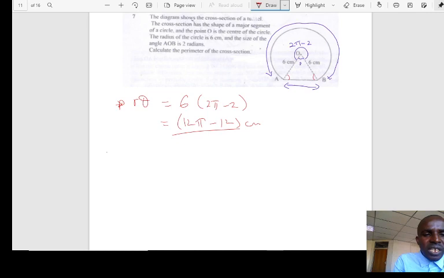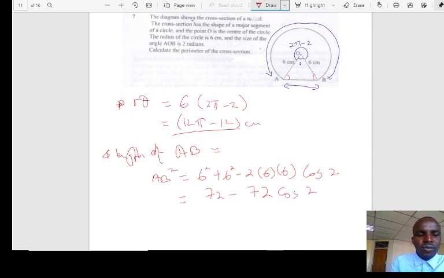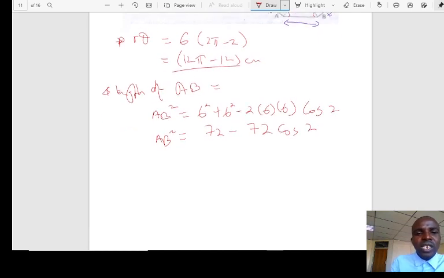We want to find the length of AB. So AB squared by the cosine rule is equal to 6 squared plus 6 squared minus 2 times 6 times 6 times cos 2. 6 by 6 is 36, 36 plus 36 is 72, minus 2 times 6 times 6, which is 72, cos 2. So this is AB squared. Then to calculate the length of AB, you take the square root.